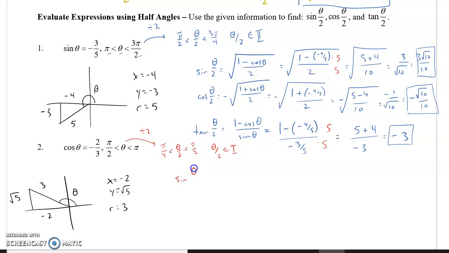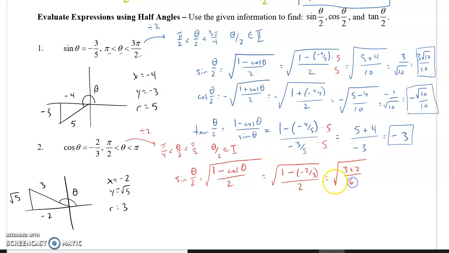So sine of theta over 2 is the square root of 1 minus the cosine of theta over 2. Well, cosine of theta is negative 2 over 3. So we'll put a negative 2 over 3 here. We'll divide that by 2. All right, so multiply the top and the bottom times 3, and we'll get 3 plus 2 over 6, or the square root of 5/6. All right, the square root of 5 over the square root of 6 is equal to the square root of 30 all over 6 when you rationalize.